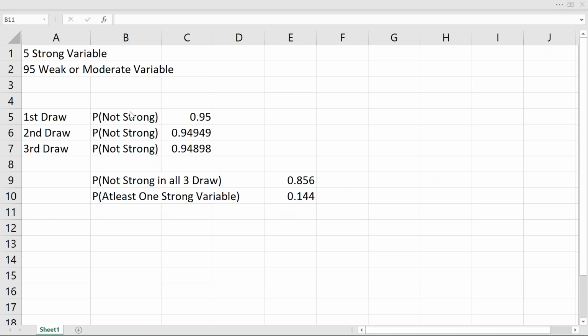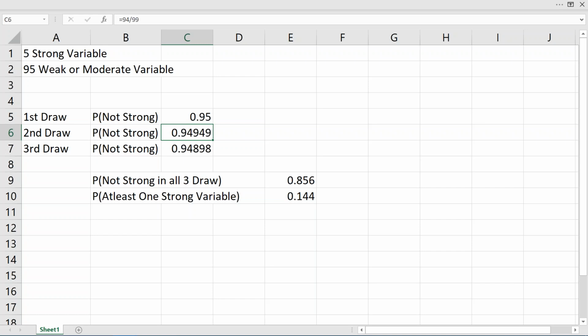So the solution would be something like this. In our data, we have 5 strong variables and 95 weak or moderate variables. We do the first draw. The probability of not selecting a strong variable in this case would be 95 by 100. We do a second draw. Assuming that in the first draw we did not get a strong variable, in the second draw the probability of not getting a strong variable will now be 94 by 99.